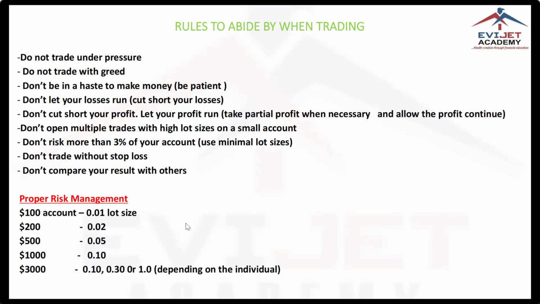Then for proper risk management, a $100 account is 0.01. If you have a $200 account, you can use 0.02. You have a $500 account, you can use 0.05. You have 1,000, you can use 0.1. You have 3,000, you can use 0.1 to 0.3, depending on your person, okay?